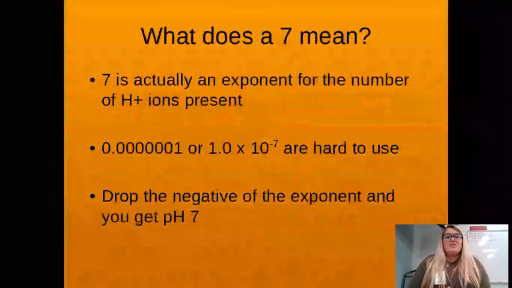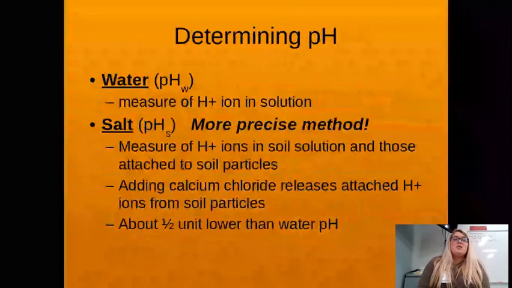What does the 7 mean? Well, that number is actually an exponent. It's really how many hydrogen cations are present. As you can see, it's 1.0 times 10 to the negative 7. They just drop the negative, and that's how they derive the actual number.